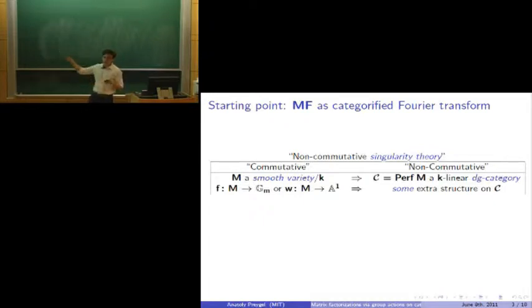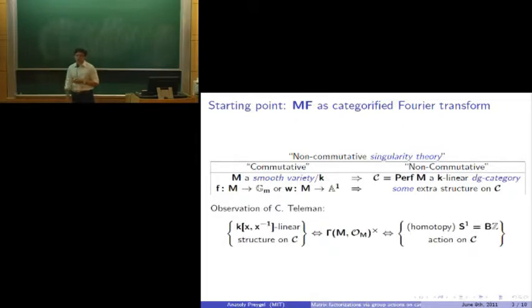So in order to do singularity theory of a map from a variety to A^1 in this setting, you have to first convince yourself that there's a good analog of a map from a smooth variety to A^1 in this non-commutative setting. To answer the question of what that is, we have this observation of Constantin Teleman. If we have a category C, in particular this one, perfect complexes on M, making it linear over k[x, x^{-1}], there's a space of ways of doing this, and you can compute that space. It's discrete, and it turns out to be identified with the invertible global functions on M, the maps to Gm.